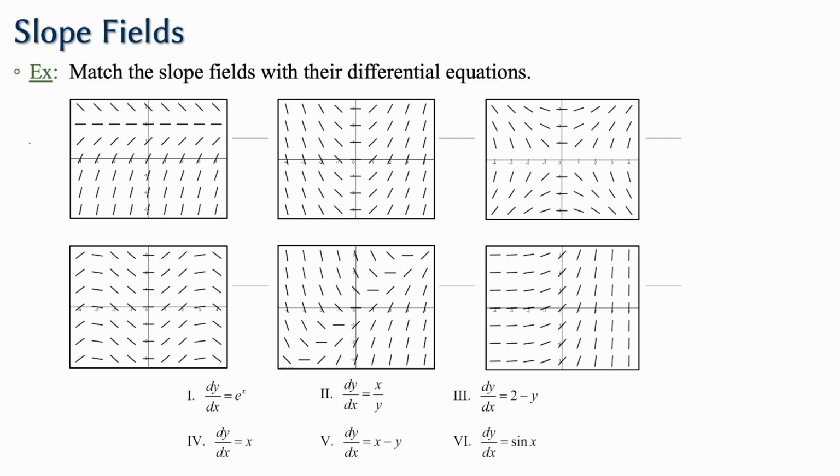Now let's go the other way. Here, we're given 6 different slope fields, and this time, instead of looking at the pictures themselves and trying to identify what it's trying to describe as far as the general solution, given our options, we're going to try and match which ones would be created by which of these derivatives, okay?